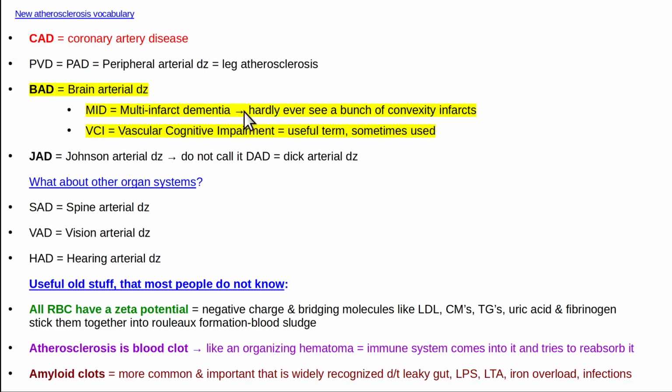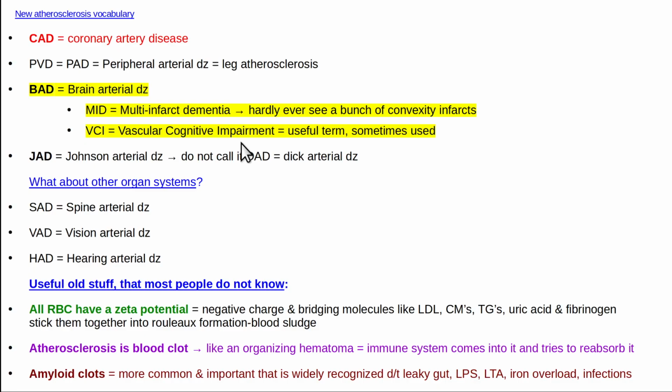Now here's a new big one, brain arterial disease. In the past, you'd hear the term MID, multi-infarct dementia, which would be like a bunch of convexity infarcts. It can include other infarcts, lacunar infarcts, watershed infarcts, but that ends up not really being a useful term. I literally never use it. VCI, vascular cognitive impairment, I'll occasionally see in requests from neurologists. That's a decent term that sometimes gets used. Most of the other terms are just too long-winded.